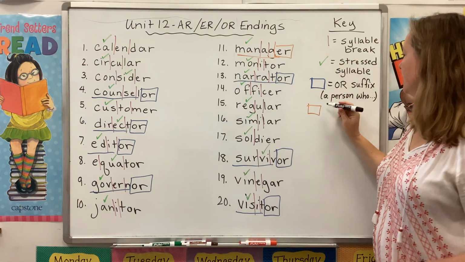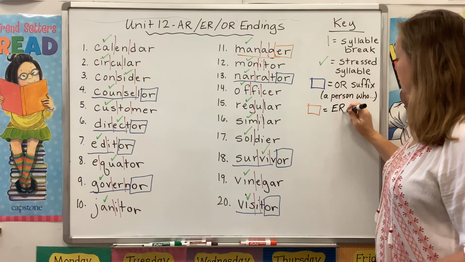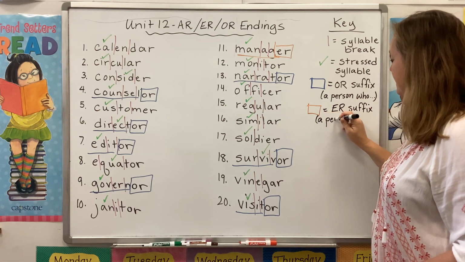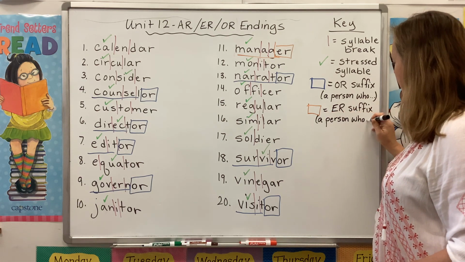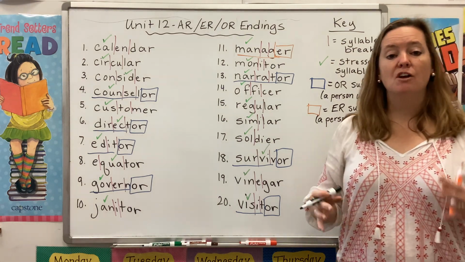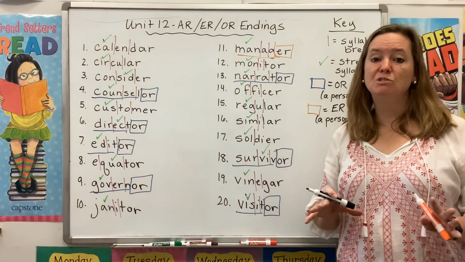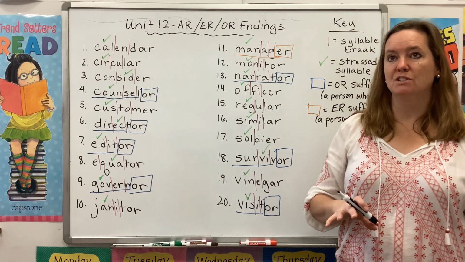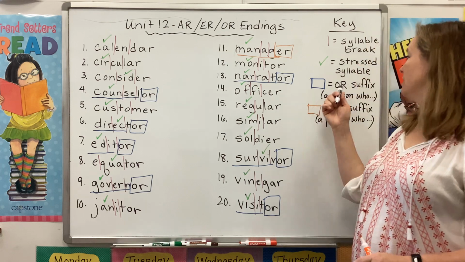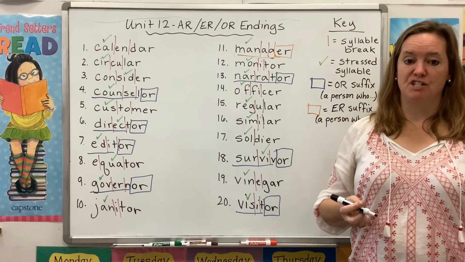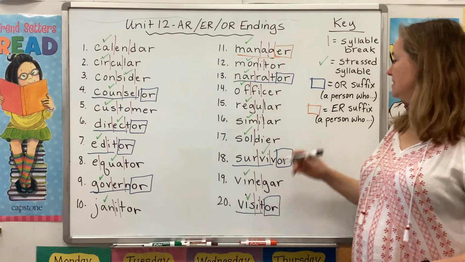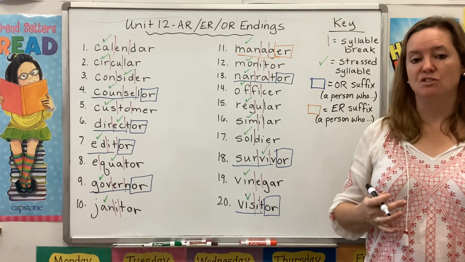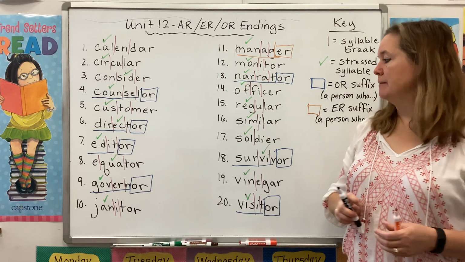So orange box equals suffix. And on this list, it means a person who. It can also mean a thing that. So a toaster is a thing that toasts. A computer is a thing that computes. A refrigerator, ooh, that would be an OR, is a thing that refrigerates. So for this list, we're focusing on people, but keep in mind these suffixes also work for things as well.